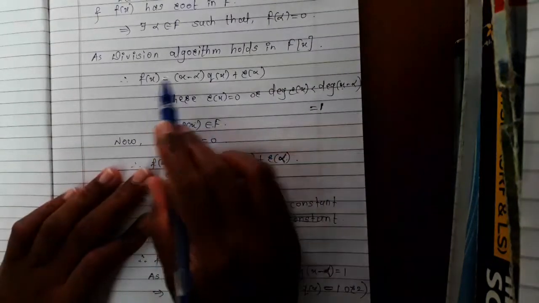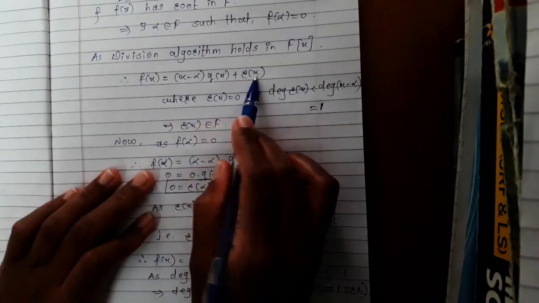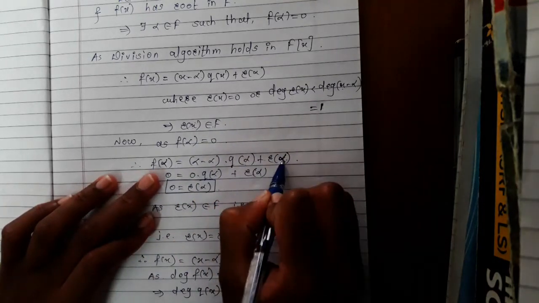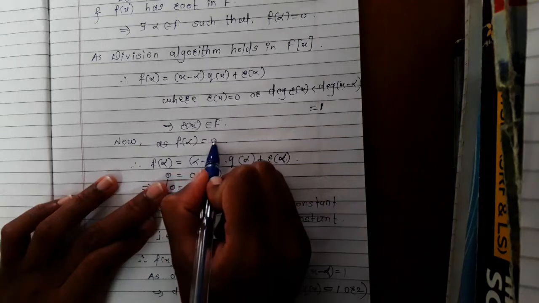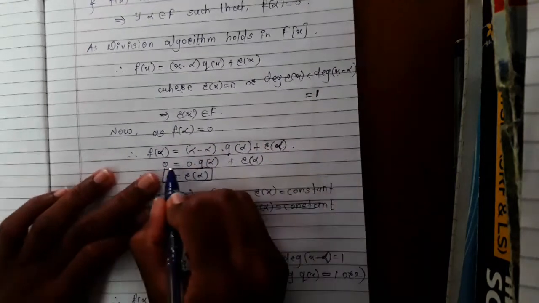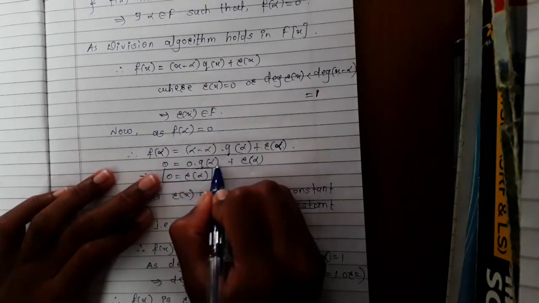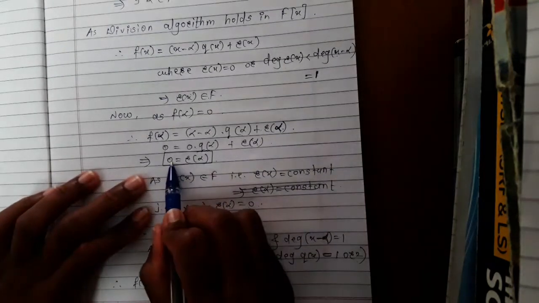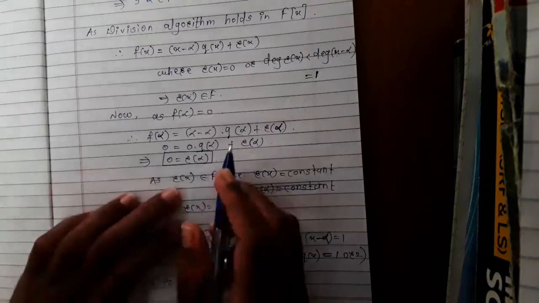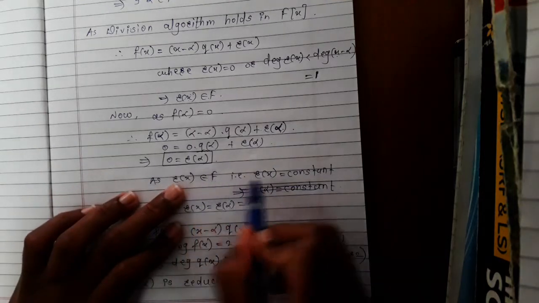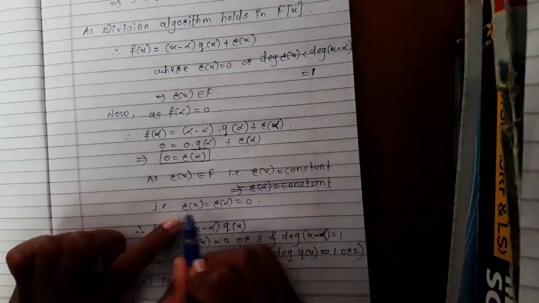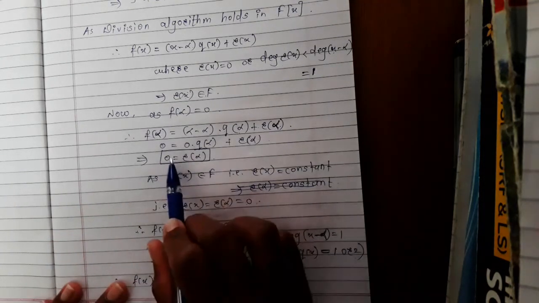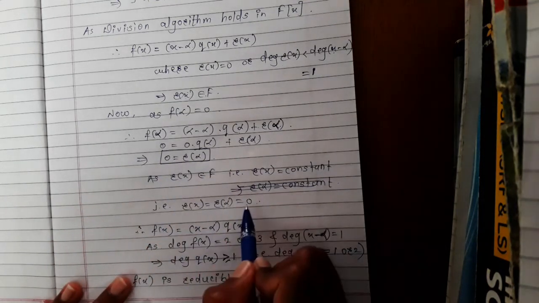Now f of x is equal to x minus alpha into q of x plus r of x. Therefore f of alpha is equal to alpha minus alpha into q of alpha plus r of alpha. But what is f of alpha? f of alpha is equal to 0. So this gives 0 is equal to 0 into q of alpha plus r of alpha. This term becomes 0. So this implies that 0 is equal to r of alpha. As r of x is a member of field F, means r of x is constant, and therefore r of x is equal to r of alpha. And what is r of alpha? r of alpha is equal to 0. So this gives r of x is equal to 0.